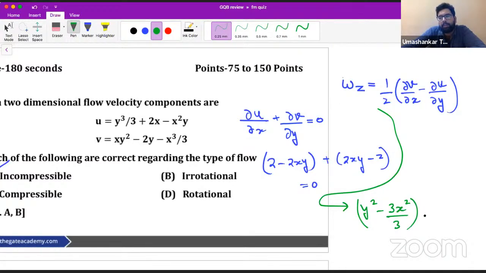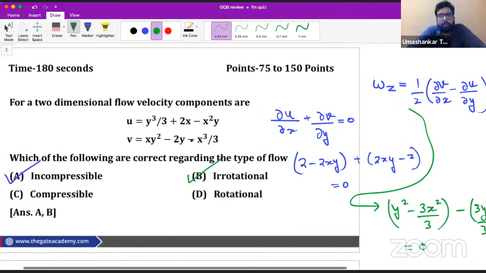So nothing to do with this half, because we just have to check whether it is 0 or not. Now del v by del y, so it is 2xy minus 2, right? Sorry, del u by del y we have to do. So what is this del u by del y? It is 3y square by 3 minus x square, right? So when we open the bracket, it is also coming out to be 0. So that means omega z is 0. Now when omega z is 0, we have this flow as irrotational.